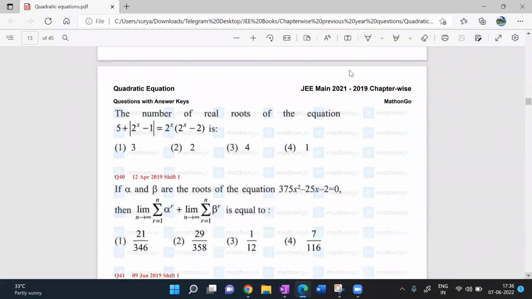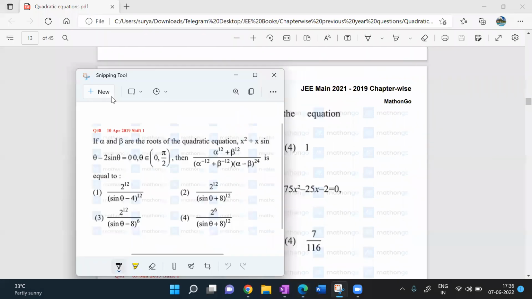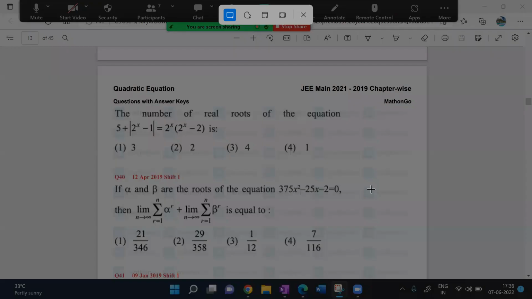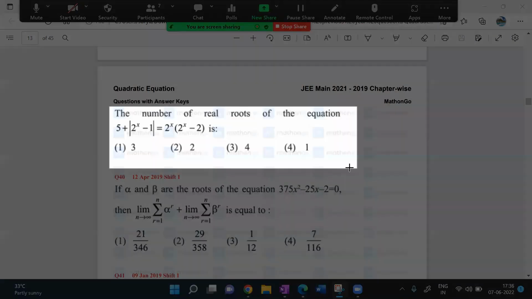Okay, next, solve this question. 39th question. The number of real roots of this equation.